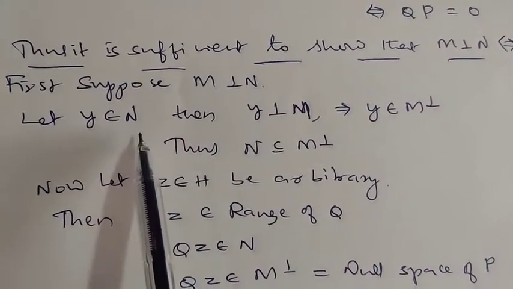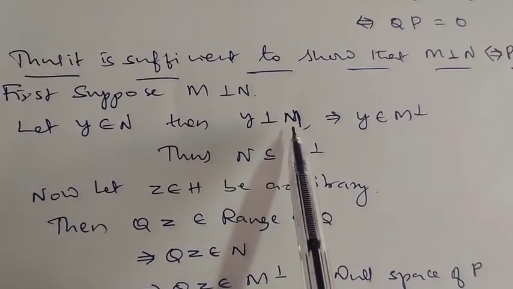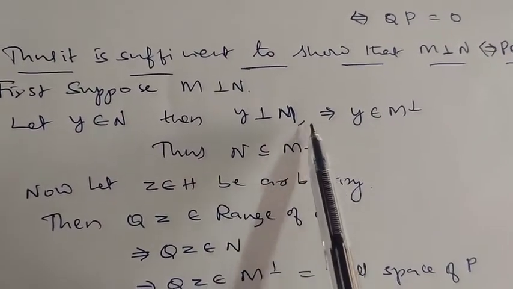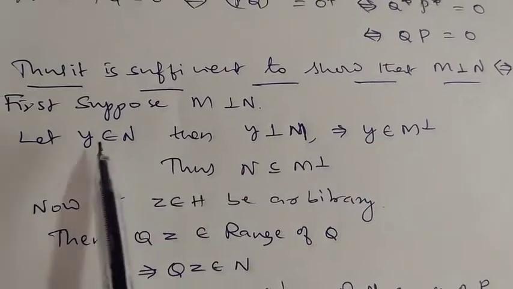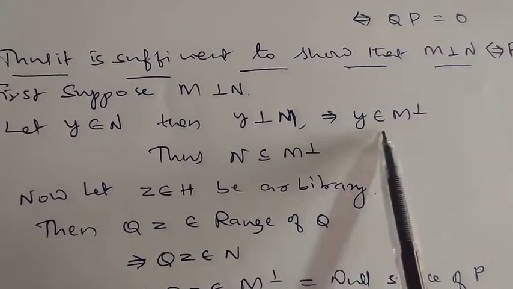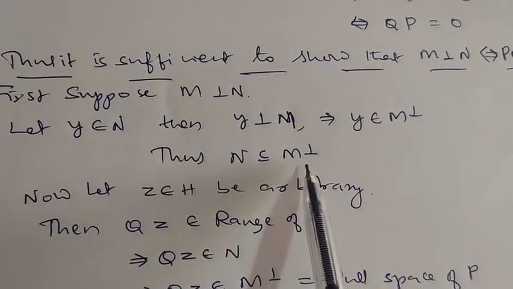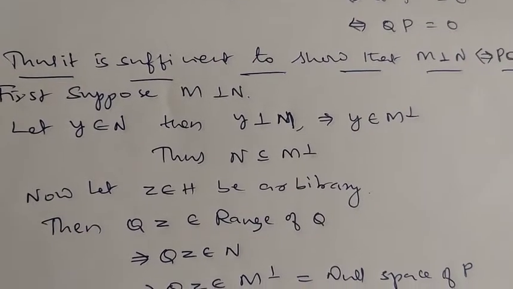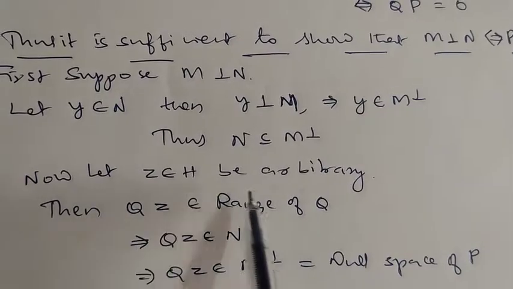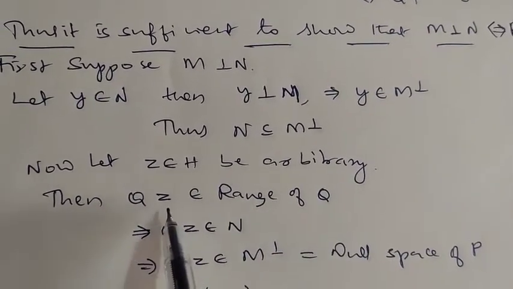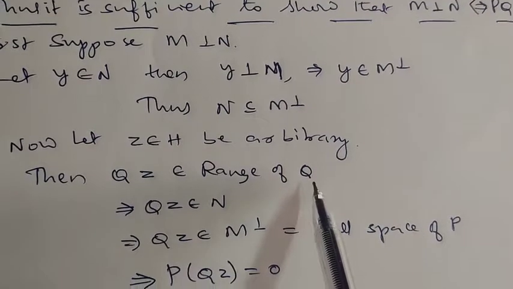Let y belong to N. Then y is certainly orthogonal to M, because y orthogonal to M implies y belongs to M perp. Thus, we have considered y belongs to N and y belongs to M perp, meaning N is contained in M perp. Now let z belong to H be arbitrary. Then Q of z certainly belongs to the range of Q. Okay, this is by definition.